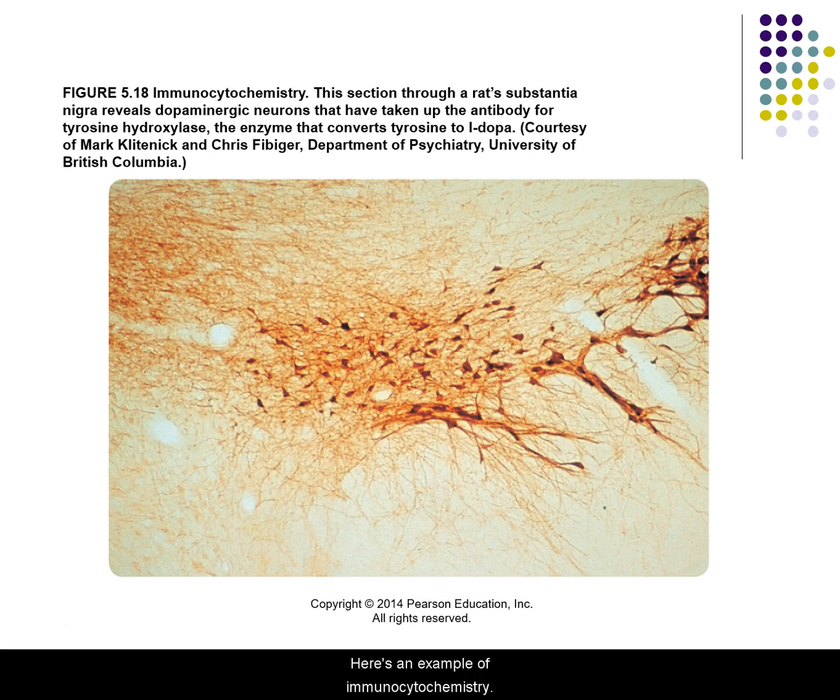So here's an example of immunocytochemistry. A rat's substantia nigra reveals dopaminergic neurons. Remember dopaminergic, so those are going to be receptors for dopamine, dopaminergic neurons that have taken up the antibody for tyrosine hydroxylase, which is an enzyme. Anything that ends in ASE is an enzyme. So this is a very good descriptive picture here, showing those neurons.